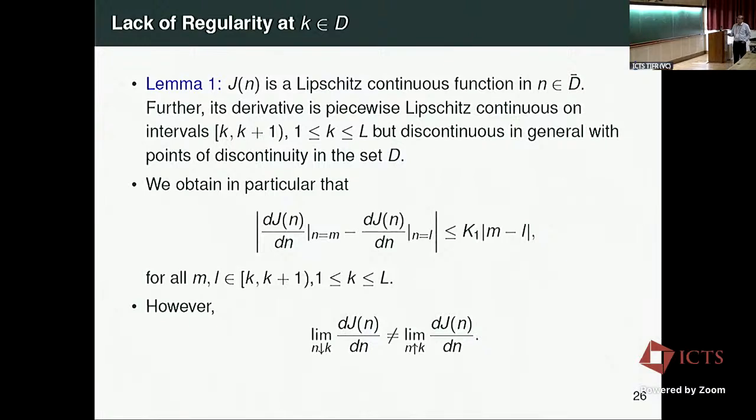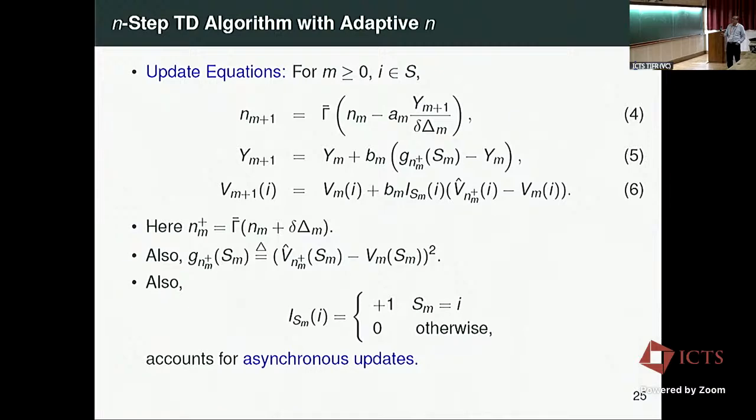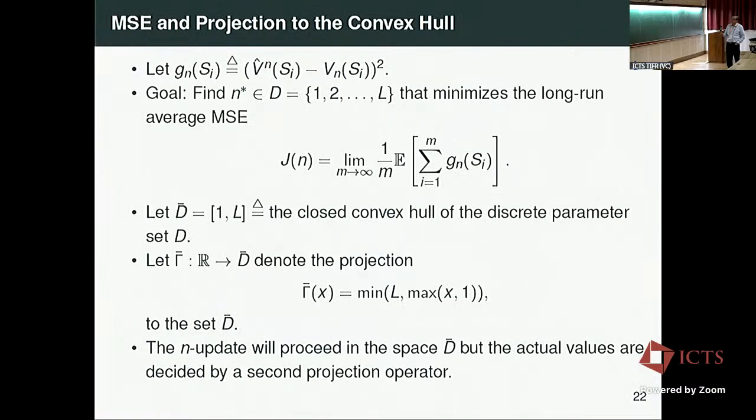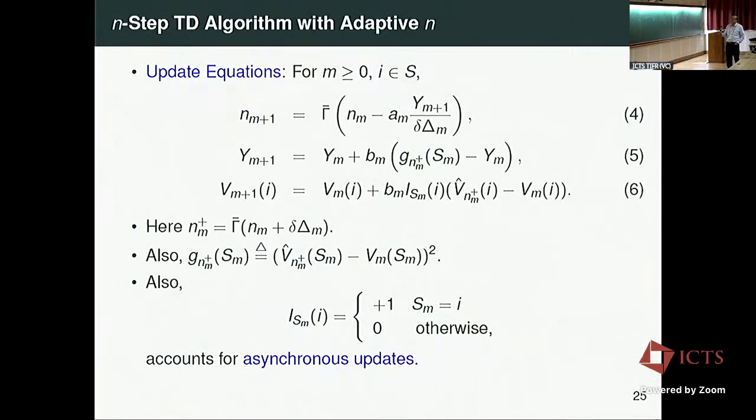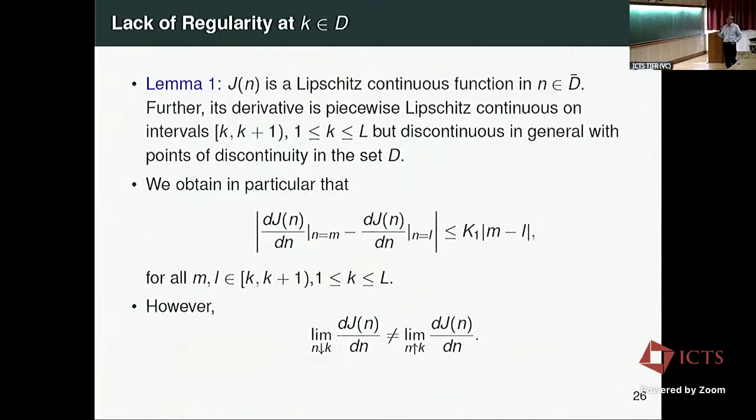So what we observe is that this J(n) that we obtain, which is this long run average of the mean squared error, is Lipschitz continuous in this closed convex hull. Moreover, its derivative is piecewise Lipschitz continuous on intervals of the type k to k+1, open at k+1. But at these points it actually ends up being discontinuous. And the points of discontinuity lie in a discrete set.